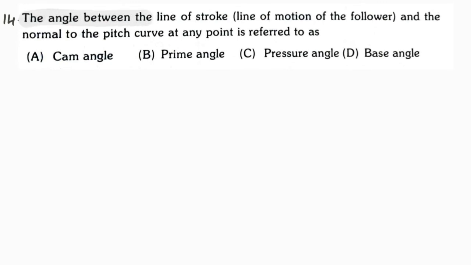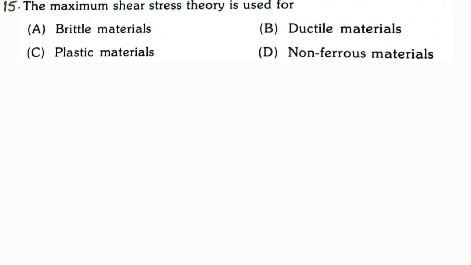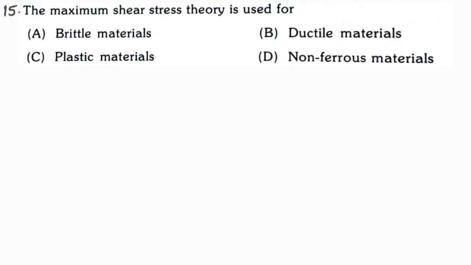Look at the next problem. The angle between the line of stroke, that is the line of motion of the follower, and the normal to the pitch curve at any point is referred to as pressure angle. The angle between the line of stroke and normal to the pitch curve at any point is called pressure angle. Look at option C. Option C is absolutely correct. This problem is connected to the cam and follower mechanism. Let us take another problem.